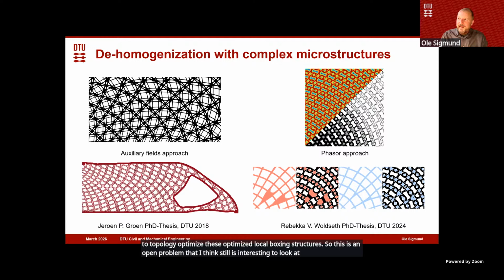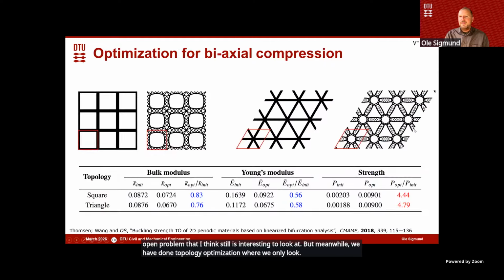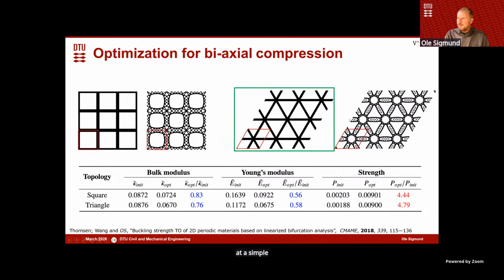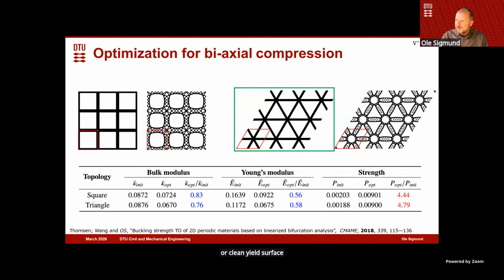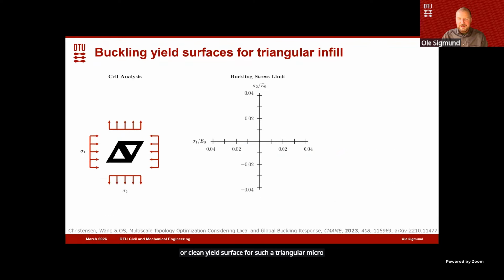But meanwhile, we have done topology optimization where we only look at a simple triangular structure. So that one is already pretty good. It has a much higher stability than the square structure, and it's isotropic, so we also don't need to orient locally and stuff like that. The only thing we need to do is to establish the buckling yield surface for such a triangular microstructure. And Christopher, my former student, did this beautifully.